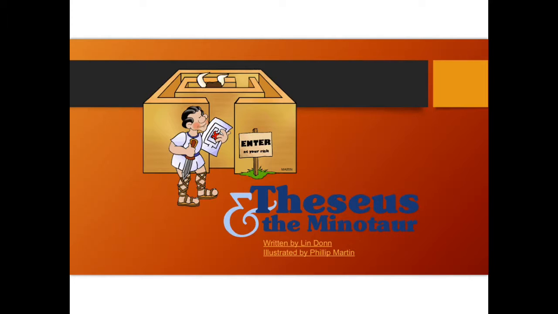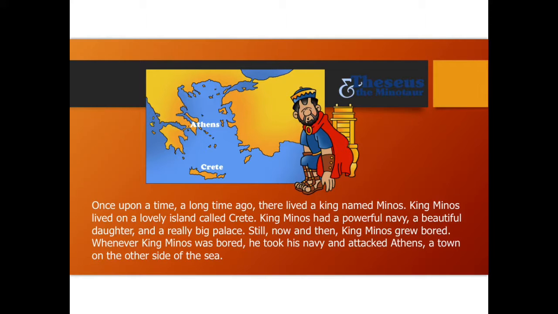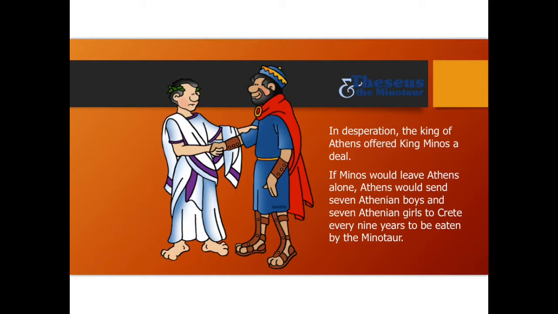Theseus and the Minotaur, written by Lionel Dawn and illustrated by Philip Martin. Once upon a time, a long time ago, there lived a king named Minos. King Minos lived on a lovely island called Crete. King Minos had a powerful navy, a beautiful daughter, and a really big palace. Still, now and then, King Minos grew bored. Whenever King Minos was bored, he took his navy and attacked Athens, a town on the other side of the sea. In desperation, the king of Athens offered King Minos a deal. If Minos would leave Athens alone, Athens would send 7 Athenian boys and 7 Athenian girls to Crete every 9 years to be eaten by the Minotaur.